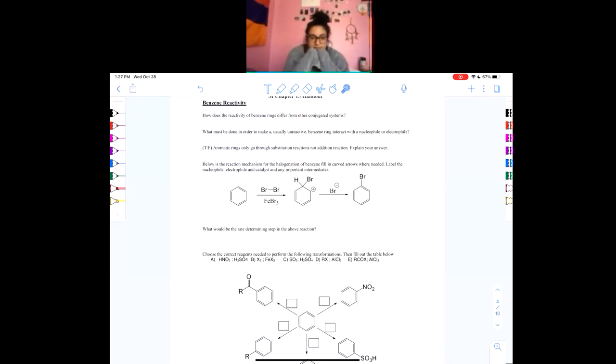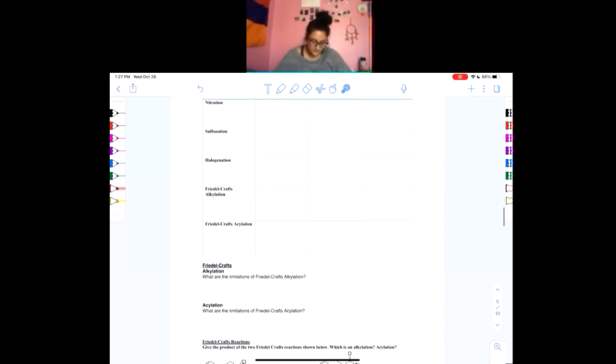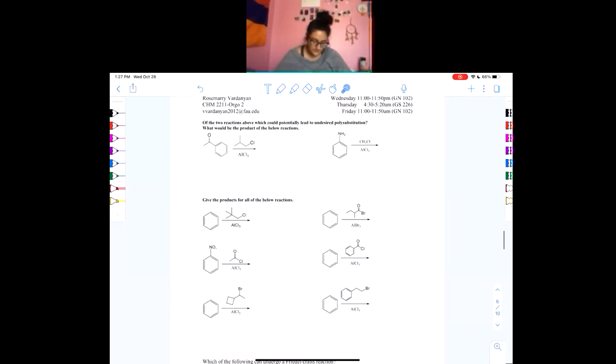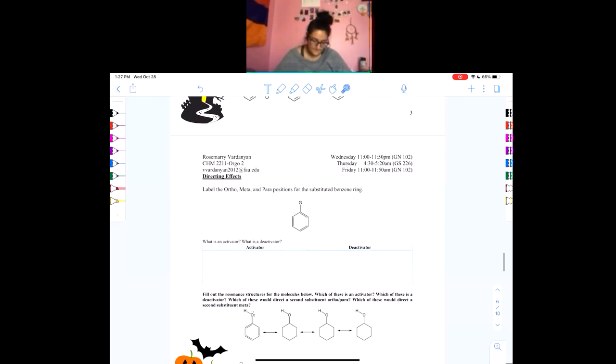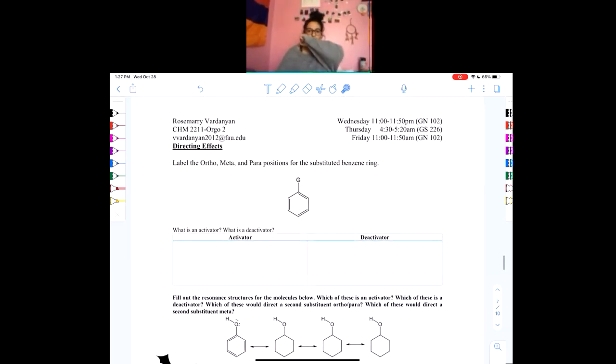Ooh, someone said directing effects. Okay. And activator versus deactivator. Cool, we can do that. We haven't done that in SI yet, just so you guys know, so no one's confused. We can for sure do that today and get ahead. Let me see what page that's on. Okay. And a couple people agreed, so sweet.